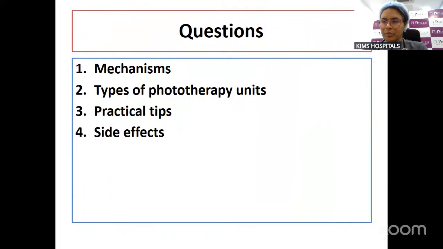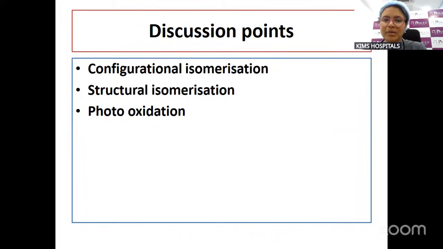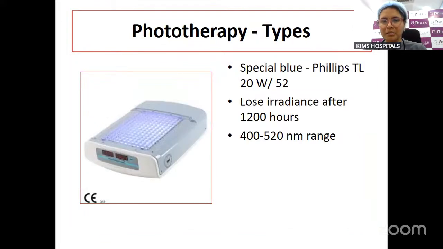Phototherapy is one of the commonest interventions that we provide to newborns, and there are different mechanisms by which it acts, like configurational isomerization, the mechanism by which the bilirubin isomers are converted to water-soluble isomers. Structural isomerization is the most effective and irreversible step of phototherapy, wherein bilirubin is converted to lumirubin, and photooxidation is probably the least important mechanism of phototherapy.